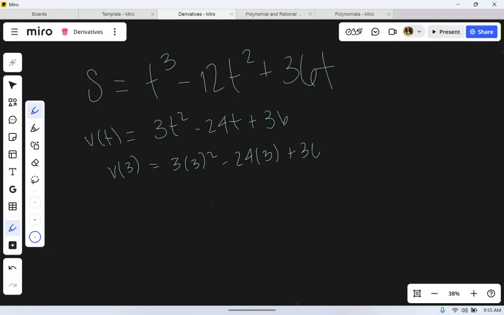Can you have a negative velocity? Yes. What does negative, this is meters per second, by the way. If you did not put the units, make sure you go back and put the units because those are imperative.